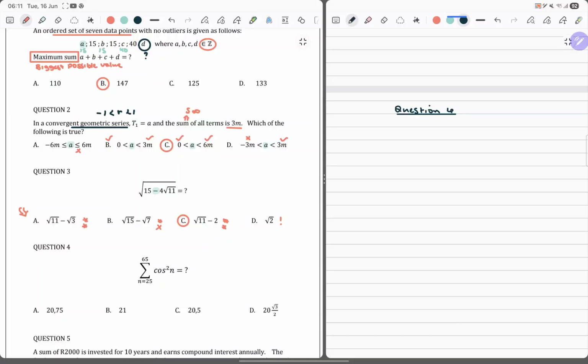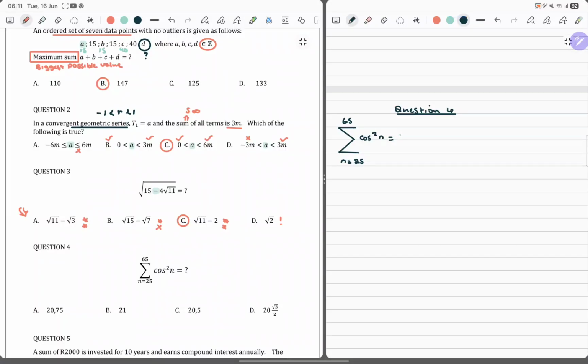So question 4 says we need to evaluate the sum from 25 to 65 of cos squared n, and we want the sum here. So this is sequences and series. Now, folks, once you see sigma, you know what is expected, right? Yes, n is equal to 25. So this must be 65 with cos squared n. What does this equal to?